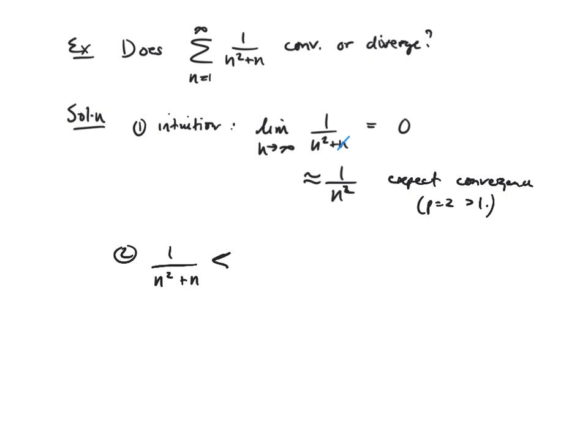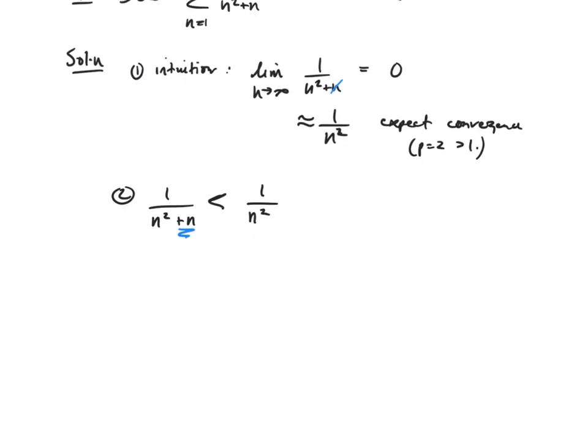And now, really, the thing that's on my radar is this plus n term right here. So I think, does that plus n, its presence, make the expression bigger or smaller? And remember, making the denominator larger makes the expression smaller. So 1 over n squared plus n should be less than 1 over n squared. So we're right at the point here. Now we're basically copying the last question.